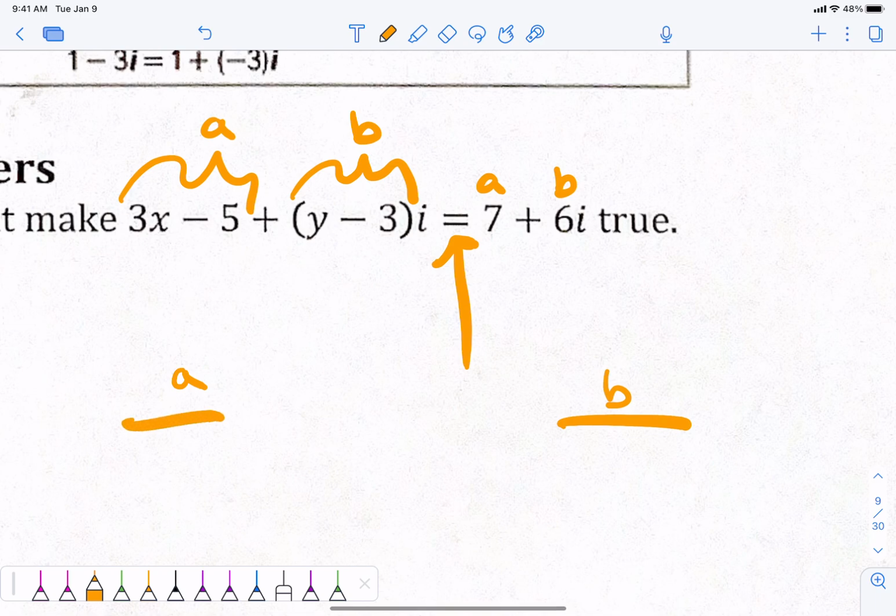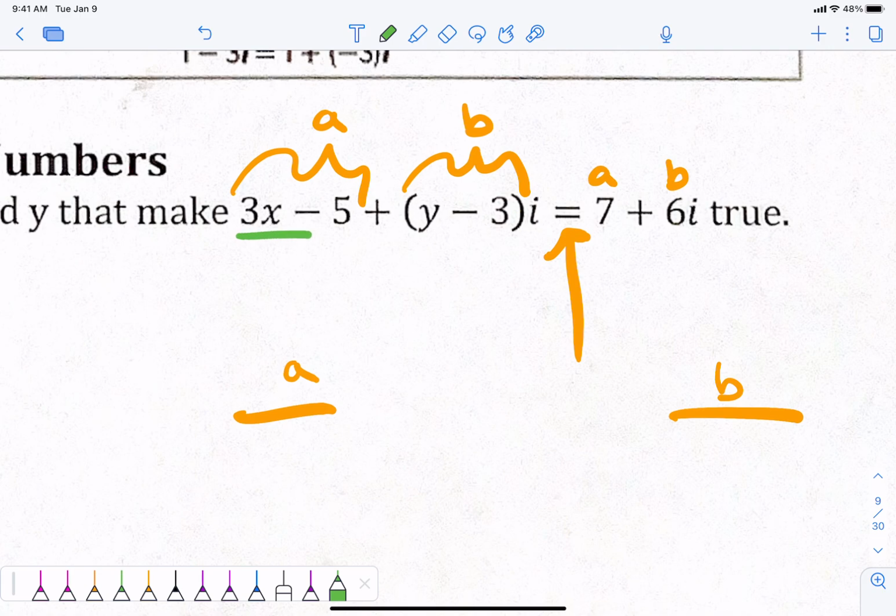So we're going to separate the a's and the b's out and make our own equation with the a's and our own equation with the b's. They don't want to be on the same equation together. And this is really not hard. For a, we have 3x minus 5, that's the a part. But what's the a part on the right side? 7. So 3x minus 5 equals 7.